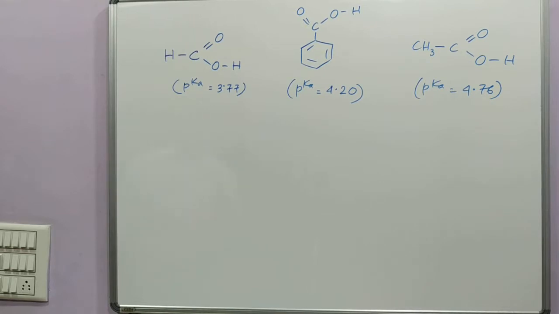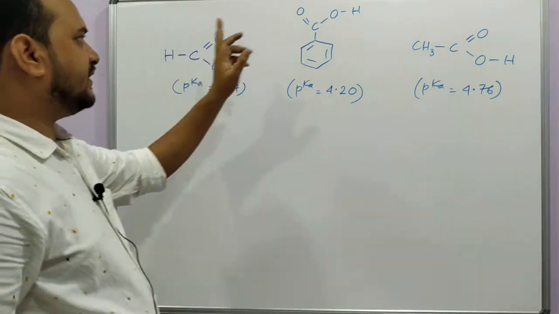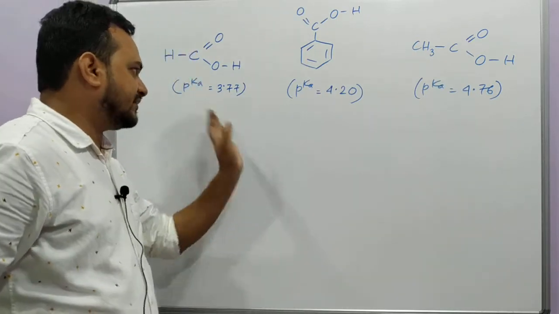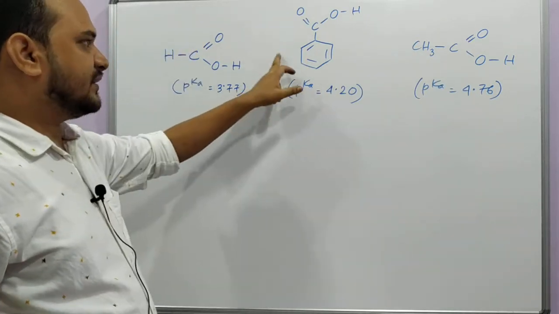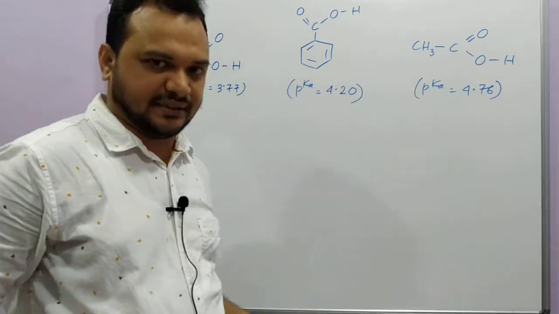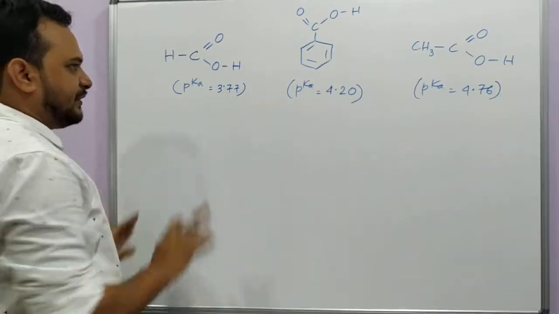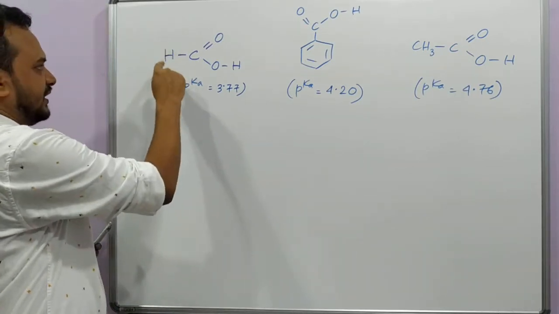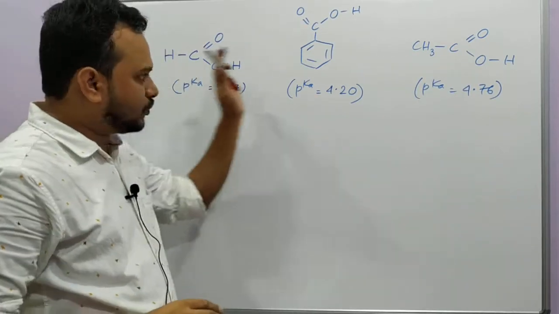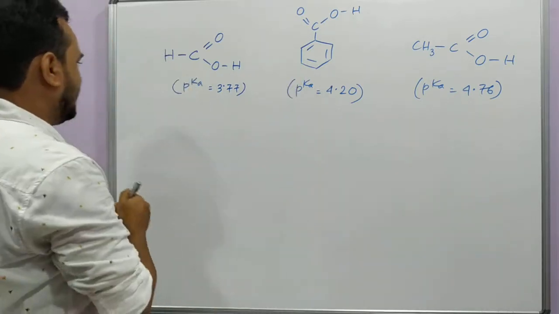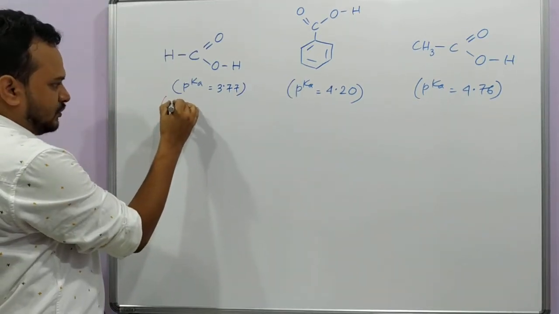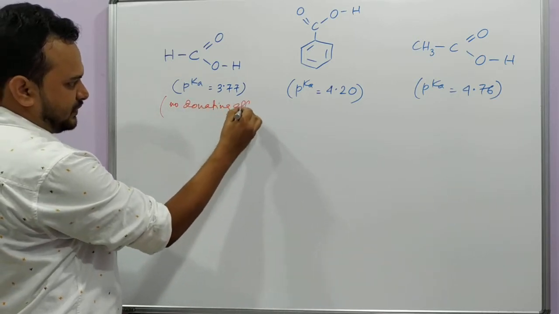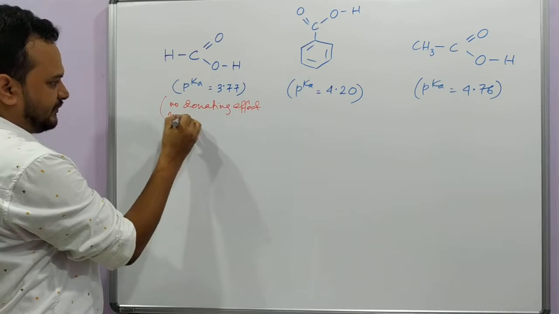Now see these three examples: formic acid, benzoic acid and acetic acid, and the experimental order of acidic strength is formic acid greater than benzoic acid greater than acetic acid. Okay, that is experimentally obtained. So how can we explain it? In formic acid, this hydrogen neither exerts any electron donating effect nor any electron withdrawing effect. So no donating effect as well as no withdrawing effect, right?